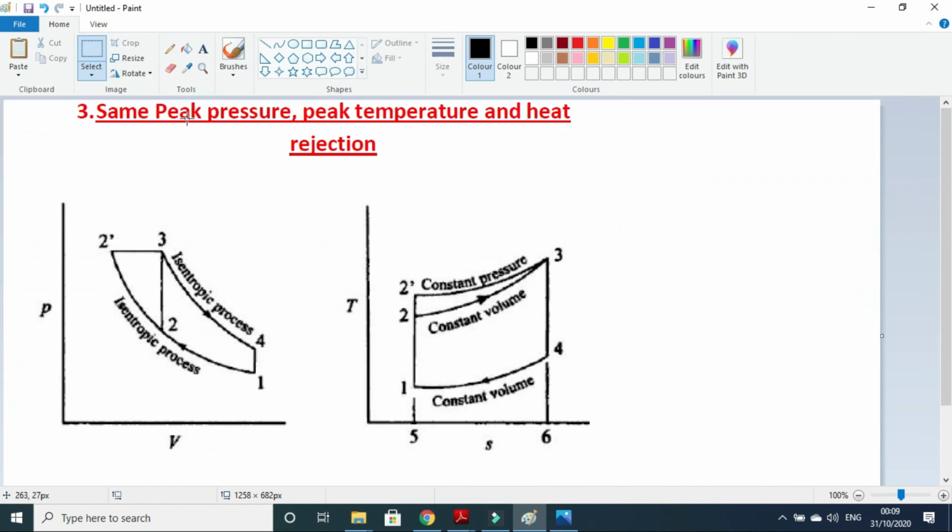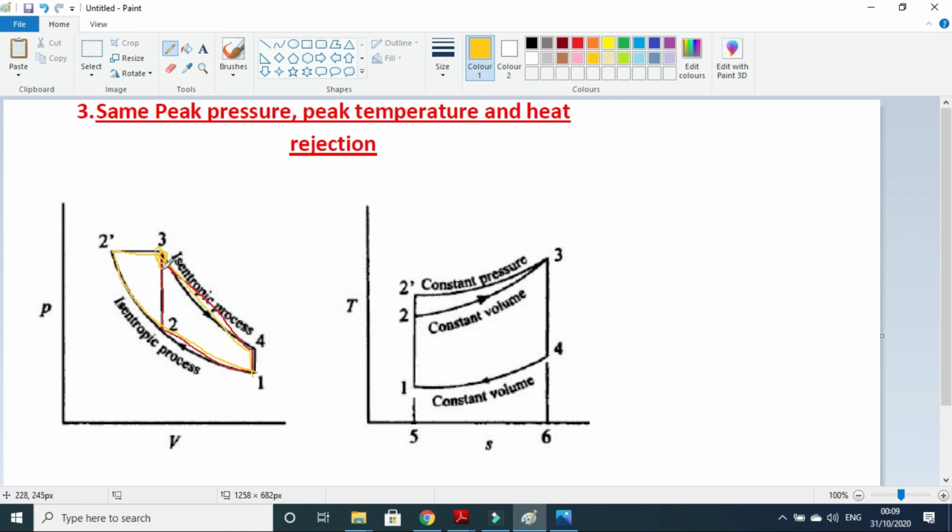So now, same peak pressure and peak temperature. You can see that 1 to 2, 2 to 3, 3 to 4, 4 to 1 is the Otto cycle. And 1 to 2 dash, 2 dash to 3 dash, 2 dash to 3, 3 to 4, and 4 to 1.